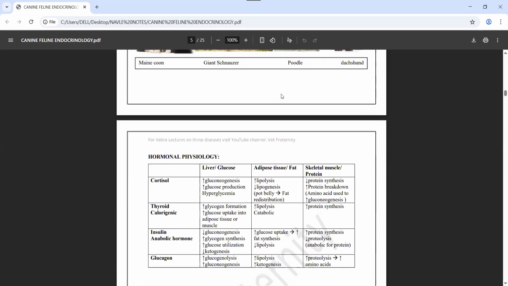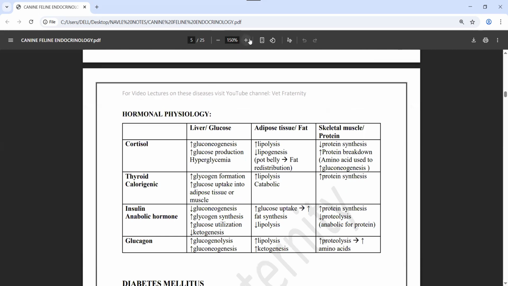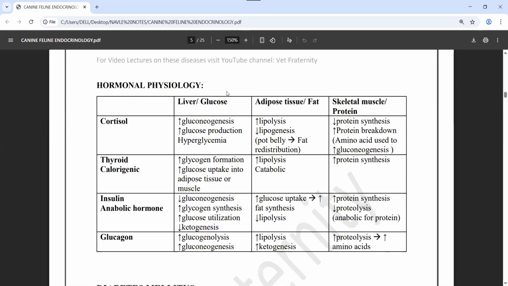So in this lecture, I'm just going to focus on some hormonal physiology that you must know before we begin with the diseases of the hormones. The four basic hormones that you must know are cortisol, thyroid, insulin, and glucagon. These hormones majorly function on three different organs: number one, the liver, which has its role related to glucose; number two, adipose tissue or the fat; and number three, skeletal muscle or the protein and the amino acids.